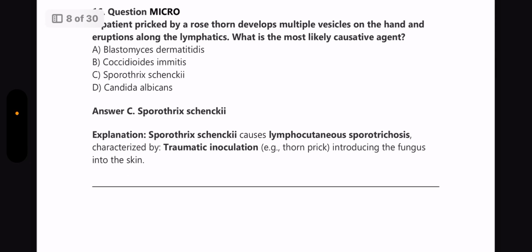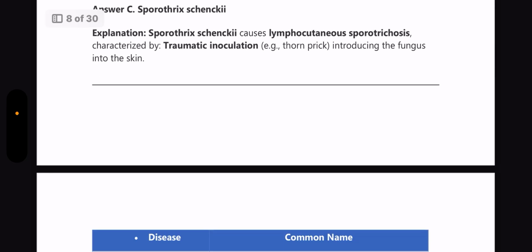Next question, a patient pricked by a rose thorn develops multiple vesicles on the hand and eruptions along the lymphatics. The most likely causative agent is Sporothrix schenckii. It causes lymphocutaneous sporotrichosis characterized by traumatic inoculation. For example, the thorn prick introducing the fungus into the skin.